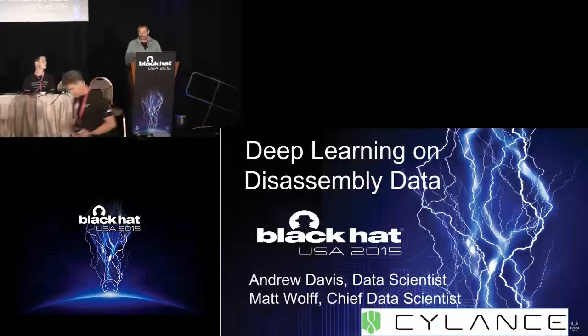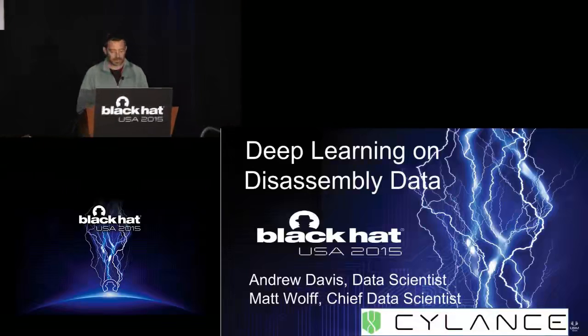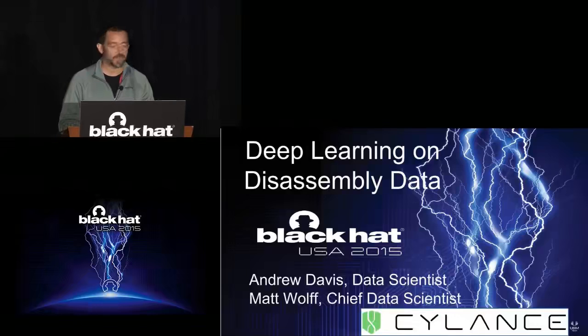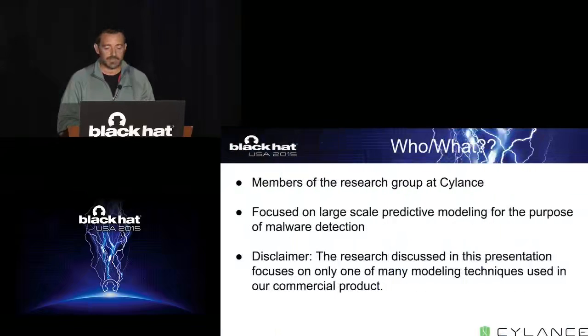So I'm Matt Wolf. This is Andrew Davis. We are part of the data science team at a company called Cylance. If you're not familiar with the company at all, basically the best description of Cylance, just to give you an idea, is it's the AI of AV. So our work focuses on applying machine learning for the purpose of malware classification.